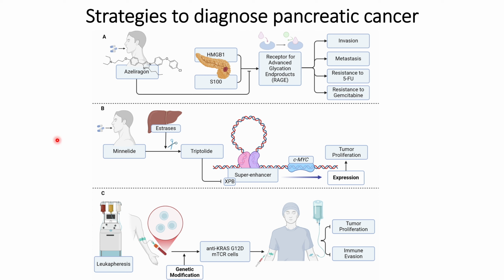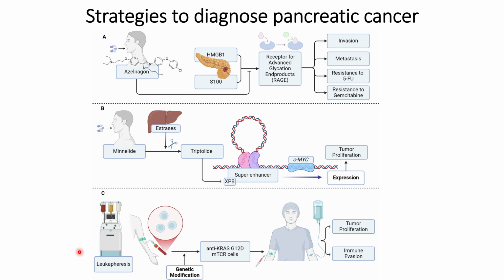The other medicine that can be used is minnelide. Minnelide is presently in an inactive form, and through esterases present in the liver it is cleaved and converted into its active form, triptolide. This triptolide can prevent the XBP1 interactions with the super enhancers, and thereby MYC formation will go down, and it will prevent tumor proliferation.